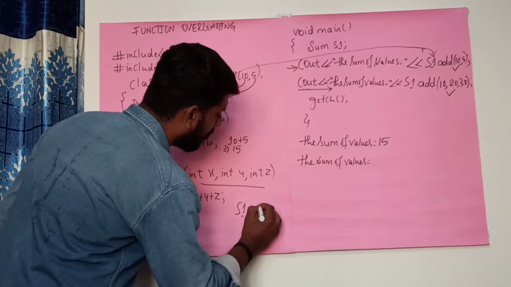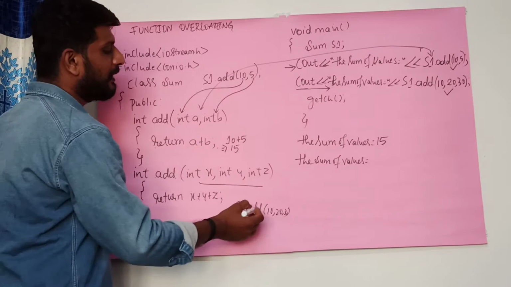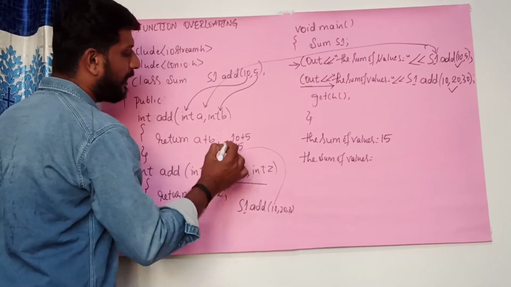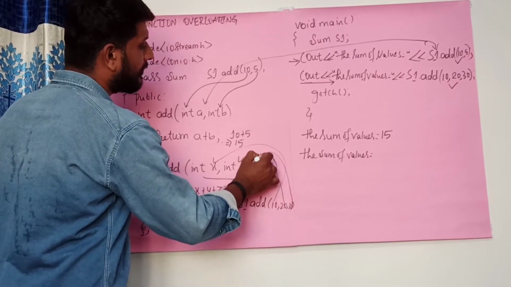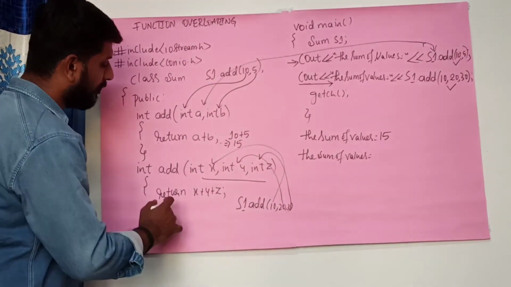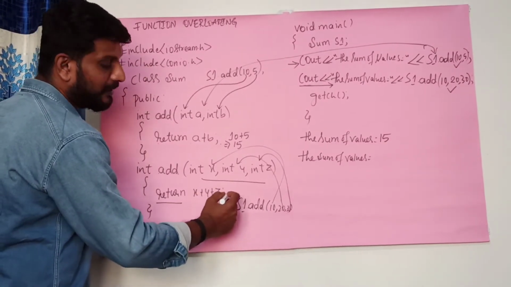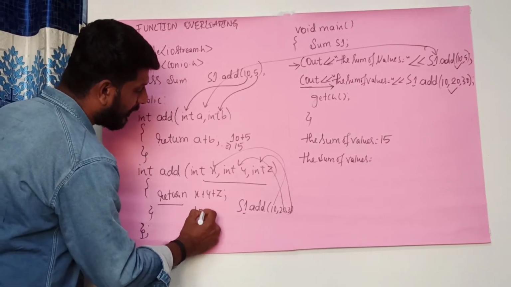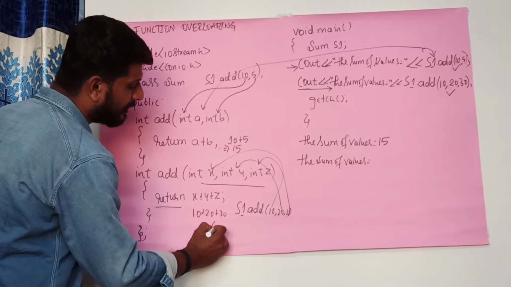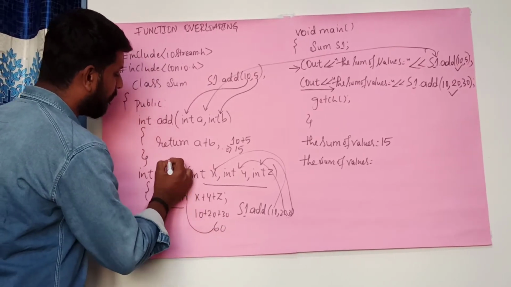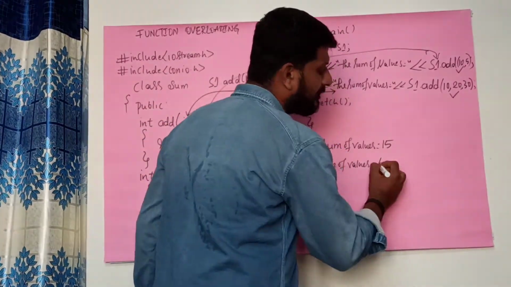So S1 dot add of 10, 20, 30. What happens? 10 gets assigned to X, 20 gets assigned to Y and 30 gets assigned to Z. Now inside the function body, what you have? Return X plus Y plus Z. X plus Y plus Z is nothing but 10 plus 20 plus 30, which is 60. So this particular value will be returned, and it will print the value as 60.